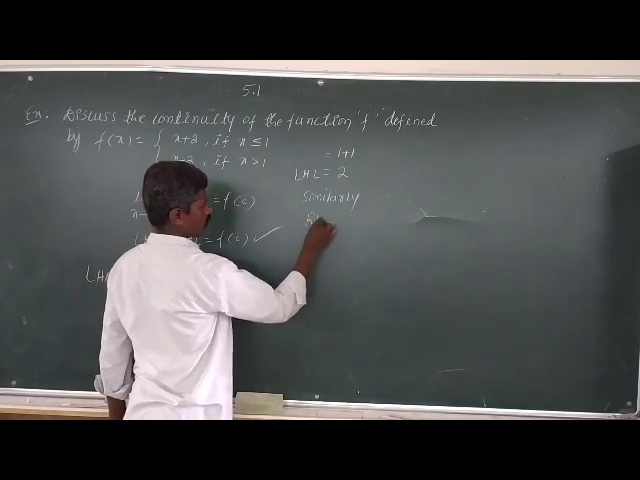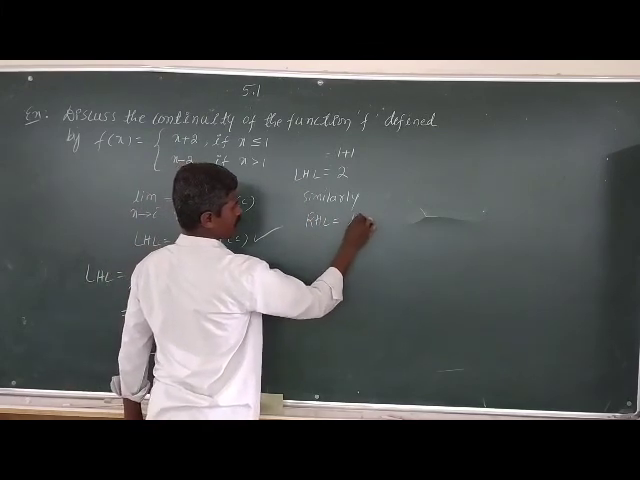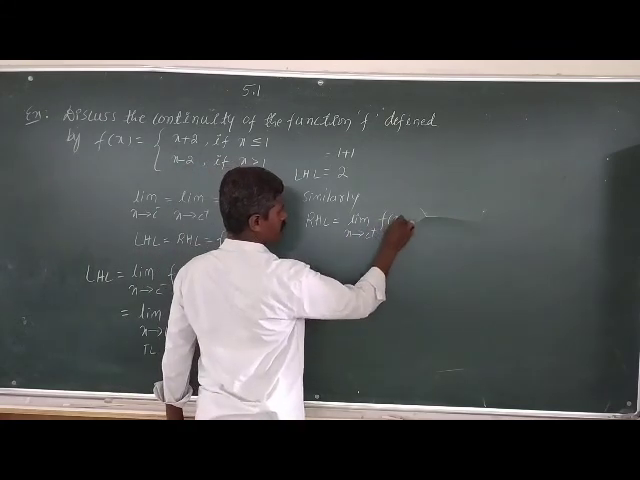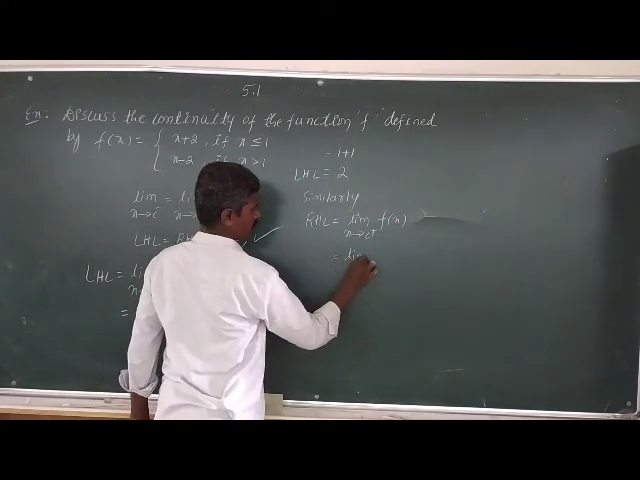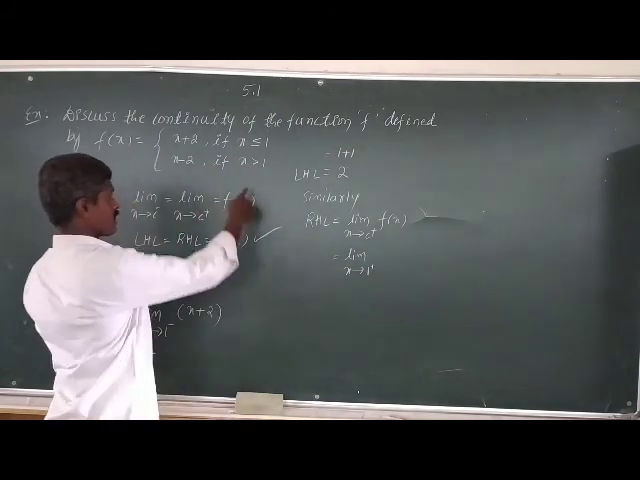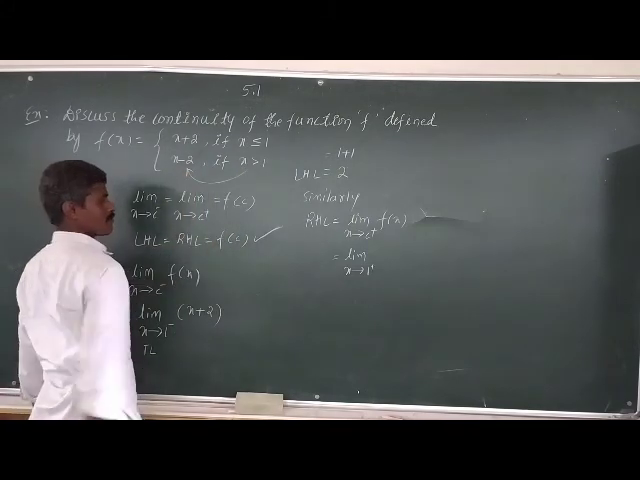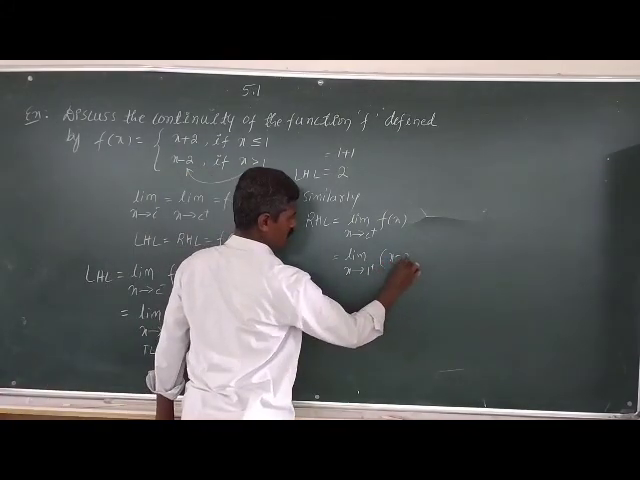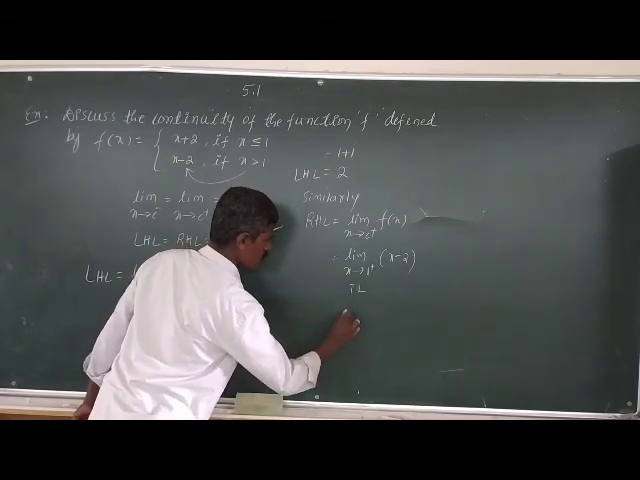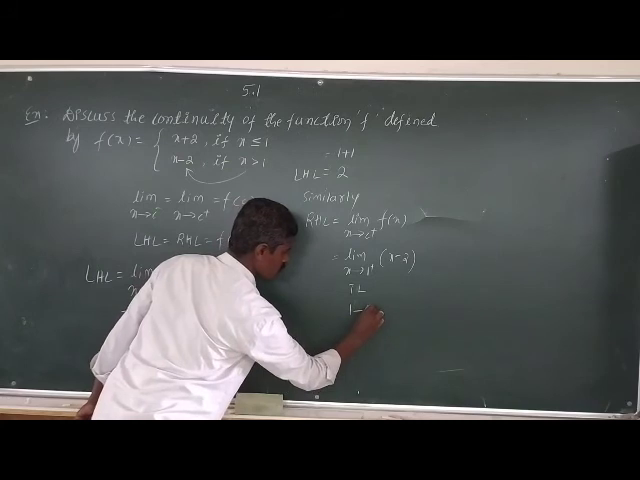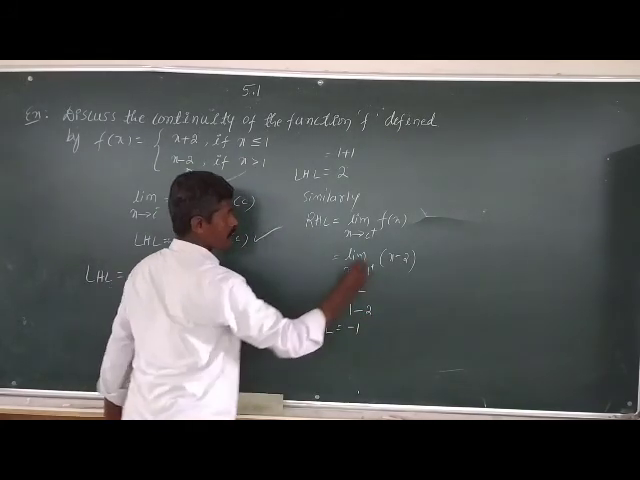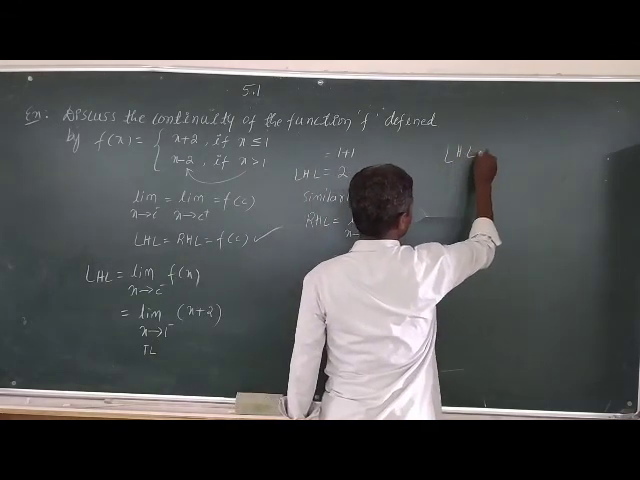Similarly for RHL. RHL is equal to limit as x tends to c plus of f of x. Limit as x tends to 1 plus, because the limit is 1. When x is greater than 1, the function is x minus 2. So taking the limit, that is 1 minus 2, which is equal to minus 1. This is RHL. So here LHL is not equal to RHL.